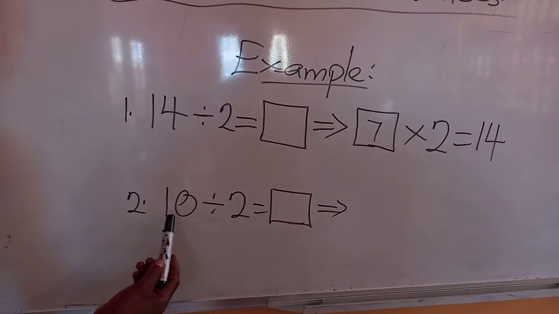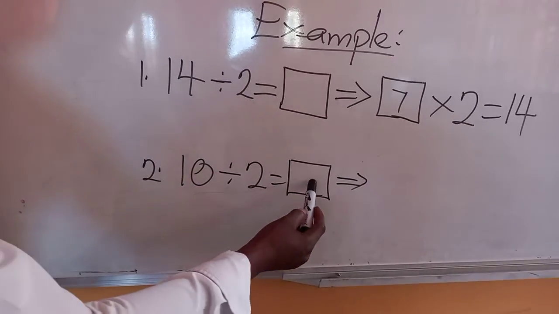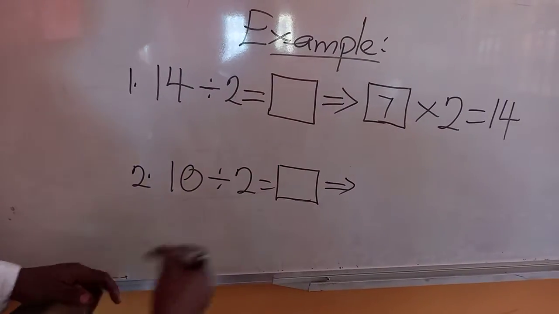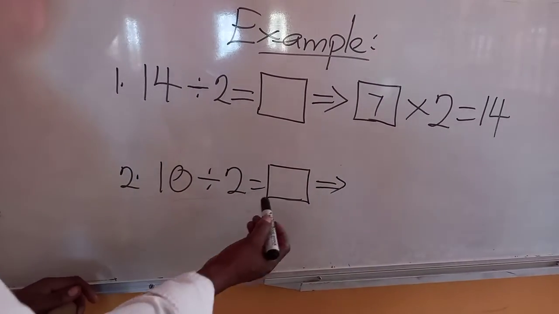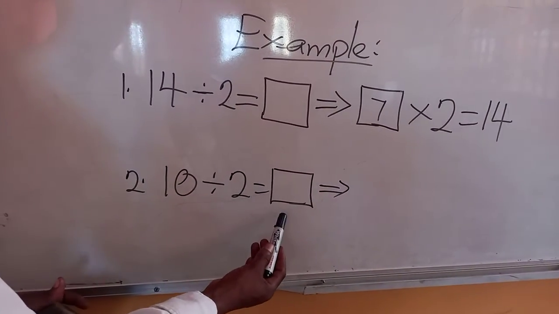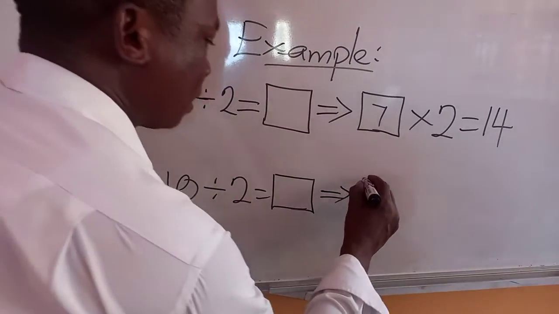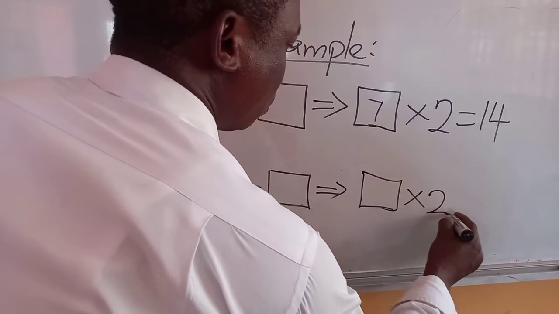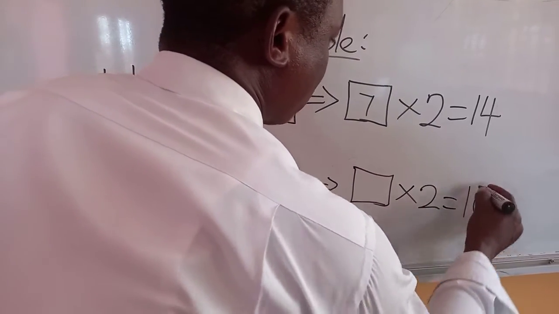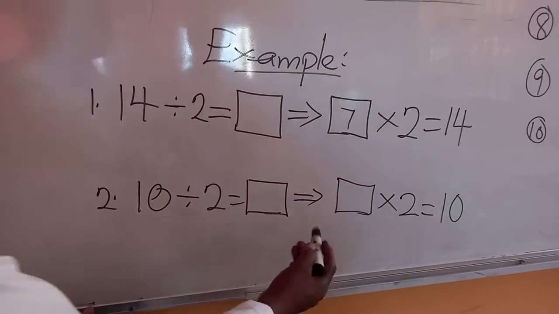We have 10 divided by 2 equals box. What is in the box we don't know, but you have to know your multiplication table and ask yourself, what number, if you multiply it by 2, gives 10. So we said box times 2 will give us 10.